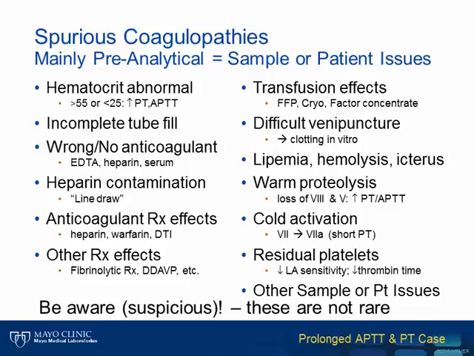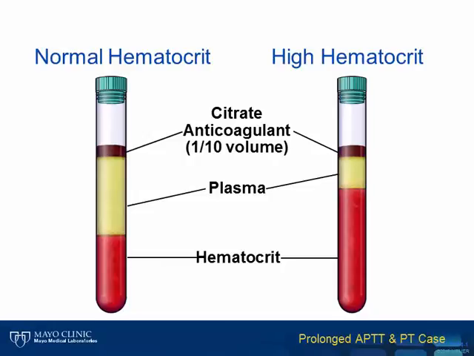Be aware, suspicious, these are not rare. The normal hematocrit image on the left shows that the 1/10 volume of citrate anticoagulant present in fixed amount in an evacuated blood collection tube is distributed into the plasma that comprises about 60% of the collected blood, and the citrate lowers the free calcium ion, thereby stopping plasma from clotting until the plasma is recalcified for clotting time testing.